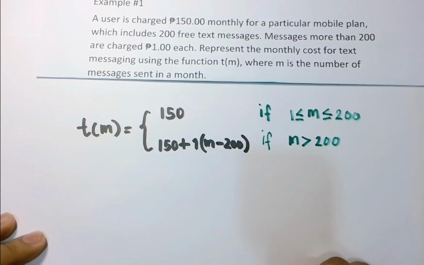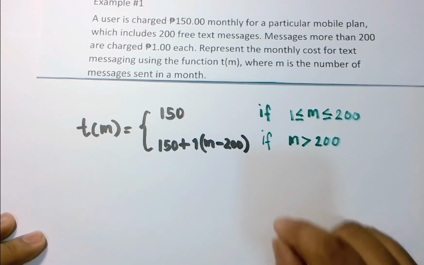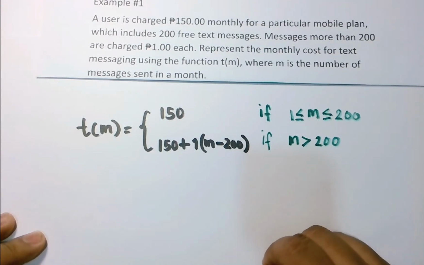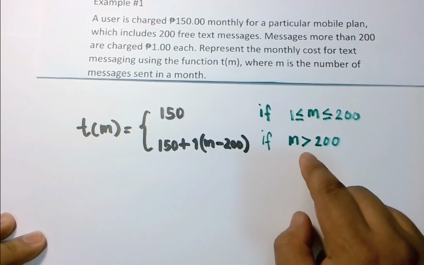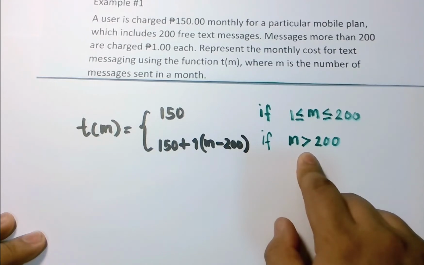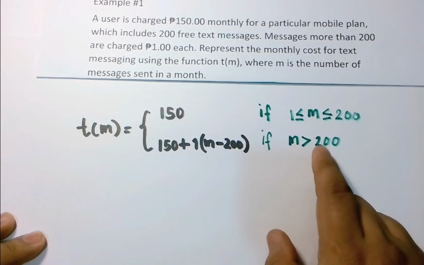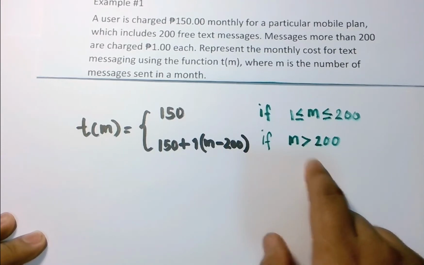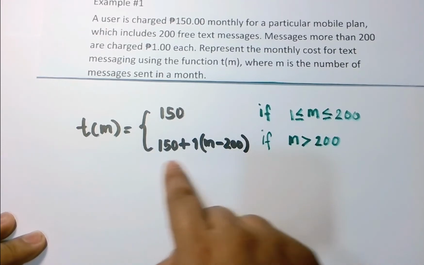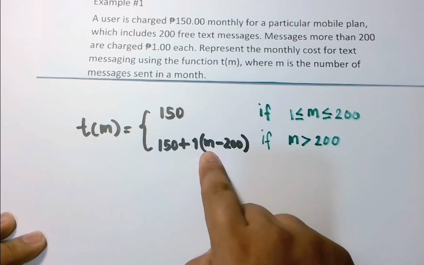Pero kung si user ay nakapag-text o nakapag-send ng messages sa loob ng isang buwan ng 250 messages, so dito ito yung magiging condition niya kasi M is greater than 200. Yung 250 is greater than 200. So, ibig sabihin, ito yung kanyang gagamiting formula. So, papalitan lang natin yung M, kung ano yung total number of messages.